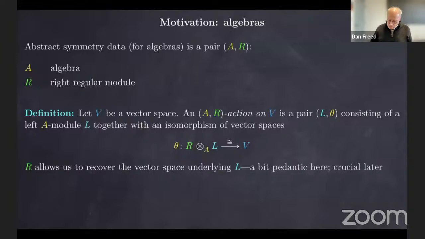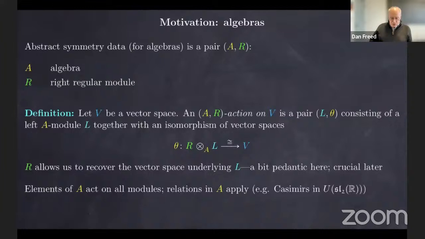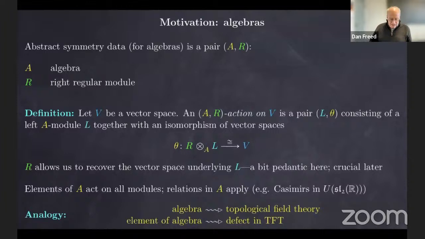Okay. So again, any relation that we find in the algebra, so now elements of the algebra act as operators on the vector space V. That's what it means to say V is endowed with the left module structure. And any relations in the algebra become relations in those operators. That's what I illustrated at the beginning with the universal enveloping algebra. So the analogy that we'll develop is we're going to replace, in the field theory context, the abstract algebra by a topological field theory. And elements of the algebra will be replaced by defects in that topological field theory.